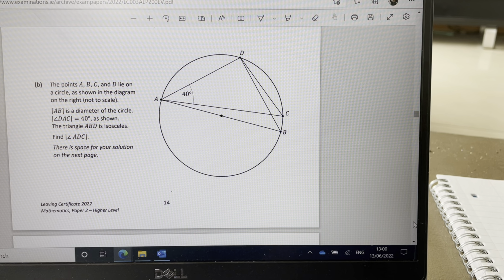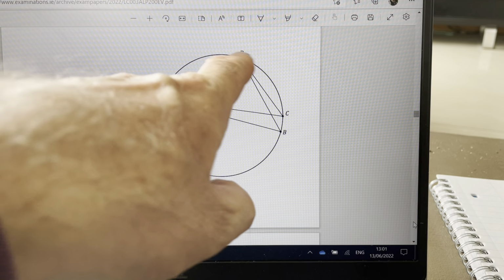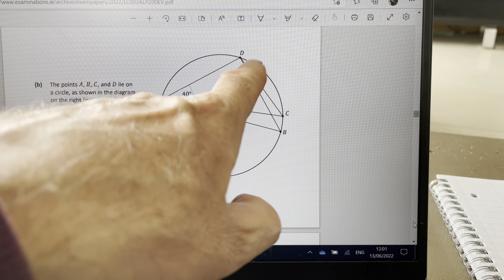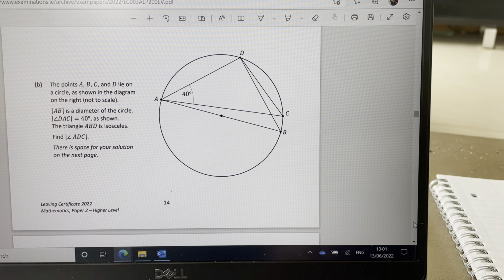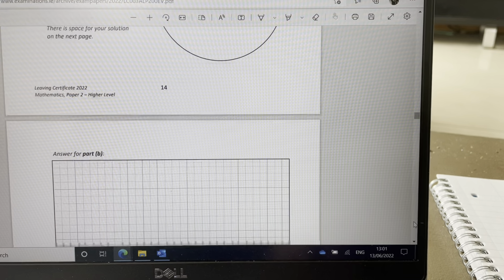Okay, AB is the diameter of the circle, angle ADAC is 40, ABC is isosceles. No, ABD is isosceles. Well, that's an angle in a semicircle, so that angle there will be 90 degrees for starters, and that should be fairly easy, I think, to work out.